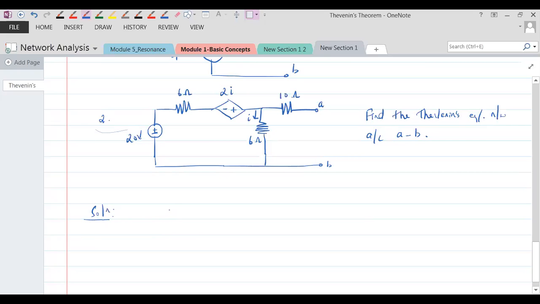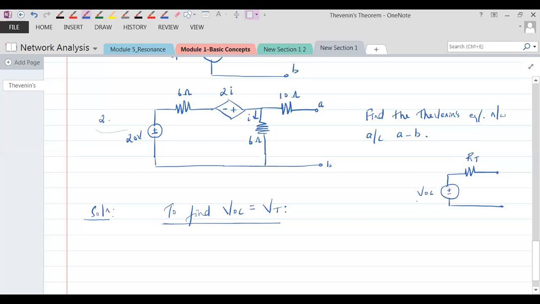VOC, right? So let's say to find VOC, which is equal to VT. Let's not write the circuit first itself. You should remember that I need these two. RT needs to be found out. Okay, VOC needs to be found out.